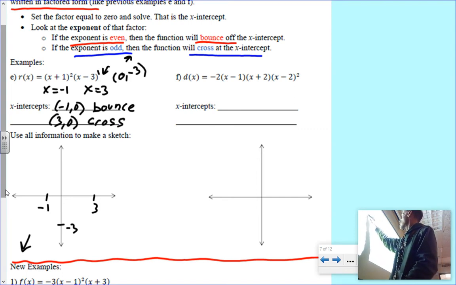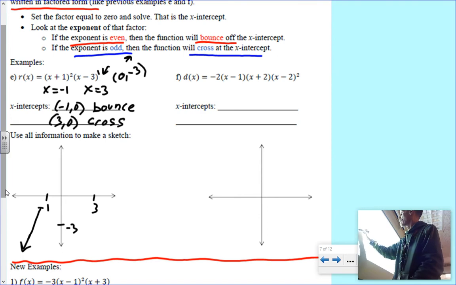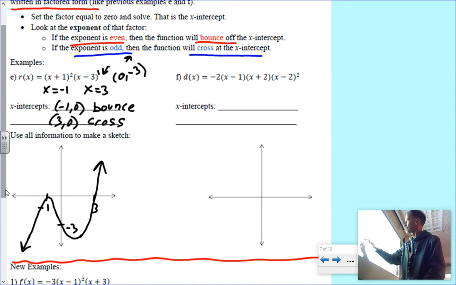So at -1, notice I bounce off of that number. So I'm going to start here. I'm going to go to -1, and when I say bounce, I mean bounce. So it's going to come right back down towards your y-intercept. It'll go through the y-intercept. At some point, I've got to come back to my other 0 at 3, so I'm going to curve right back up here.